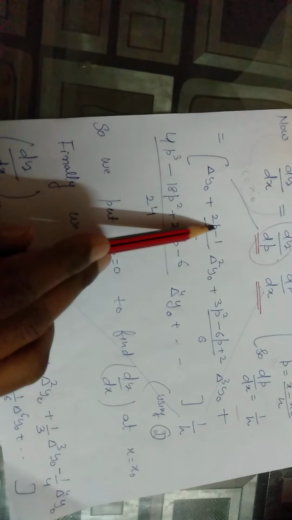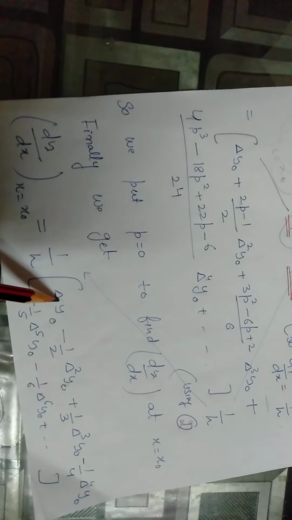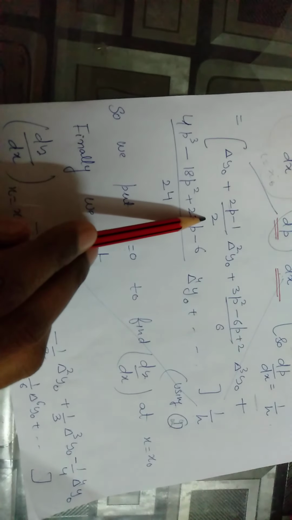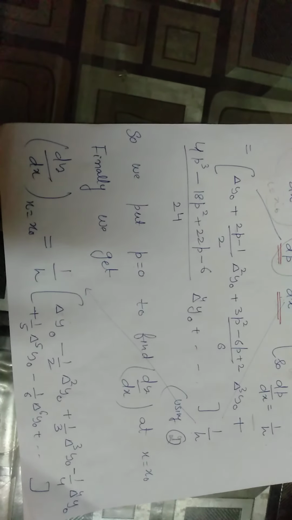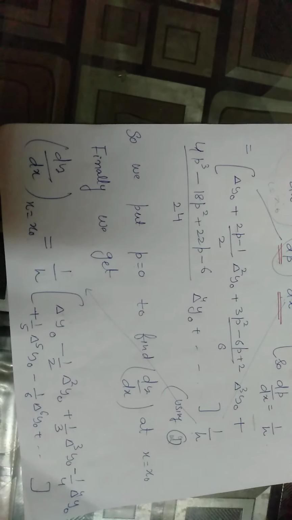Value of p is 0. P is 0, the first factor will remain there. P is 0 minus 1 by 2 factor into del square y naught will be there. P is 0, 2 by 6 factor reduced into del cube y naught and the rest of factors. So this will be our formula for the first derivative at the point x is equal to x naught.